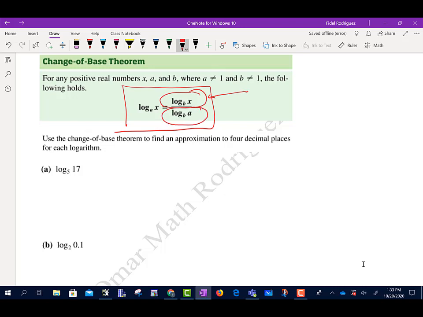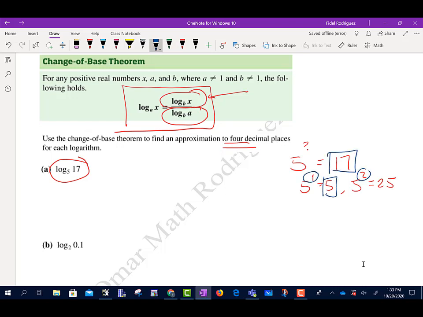Okay, so if you notice here it says use the change of base theorem to find an approximation to 4 decimal places. So we're going to go with 4 on these problems. Okay, now again, before I go on, I want to make sure I understand what it is I'm looking for. So when I look at the log base 5 of 17, this is asking me 5 raised to what power is going to give me 17. Well, I know that 5 to the first is 5. I know 5 squared is 25. So my answer should be somewhere between 1 and 2, because 17 is somewhere between 5 and 25, right?